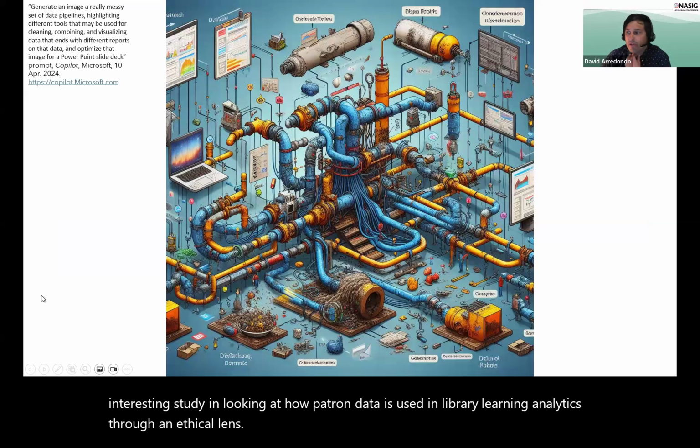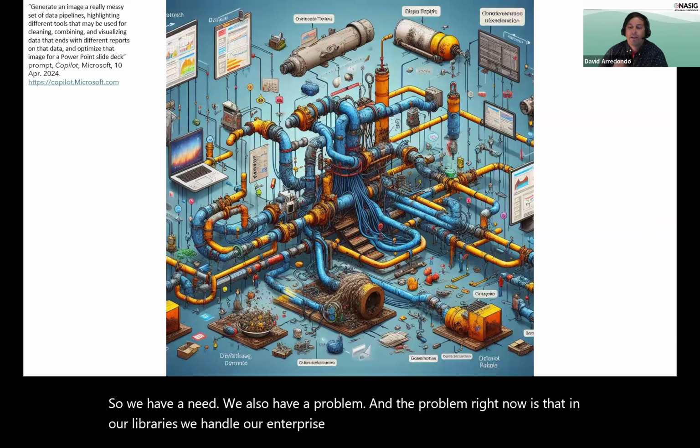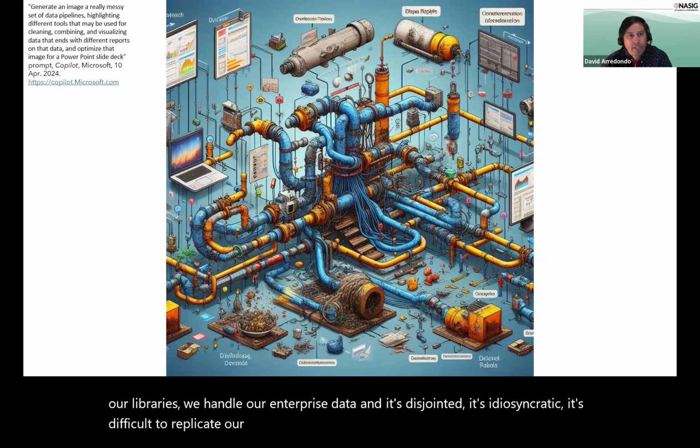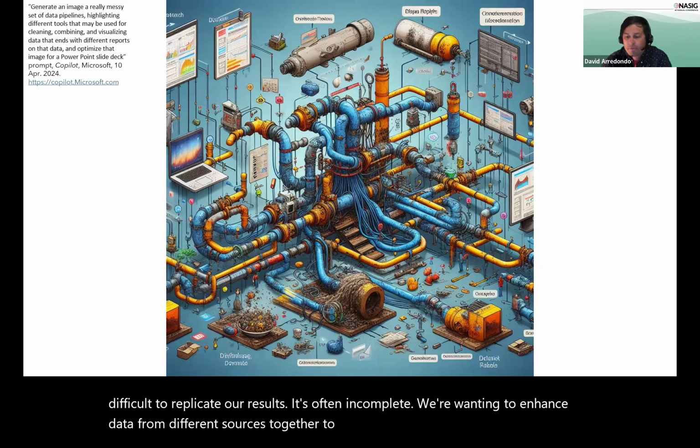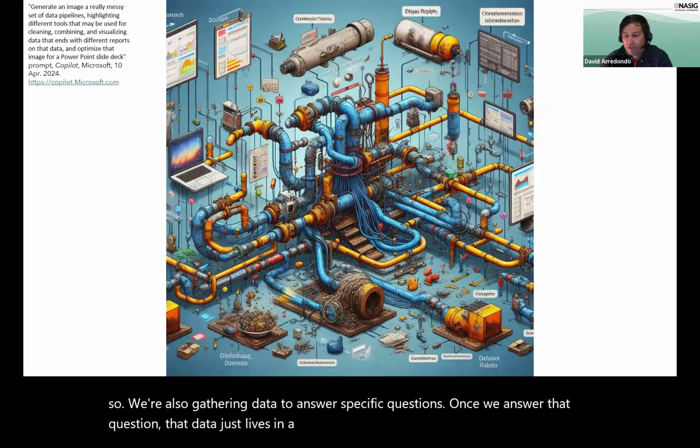So we have a need, we also have a problem. And the problem right now is that in our libraries, we handle our enterprise data and it's disjointed, it's idiosyncratic, it's difficult to replicate our results. It's often incomplete. We're wanting to enhance data from different sources together to get a better picture, but we're unable to do so. We're also gathering data to answer specific questions. And once we answer that question, that data just lives in a folder somewhere and just kind of dies.